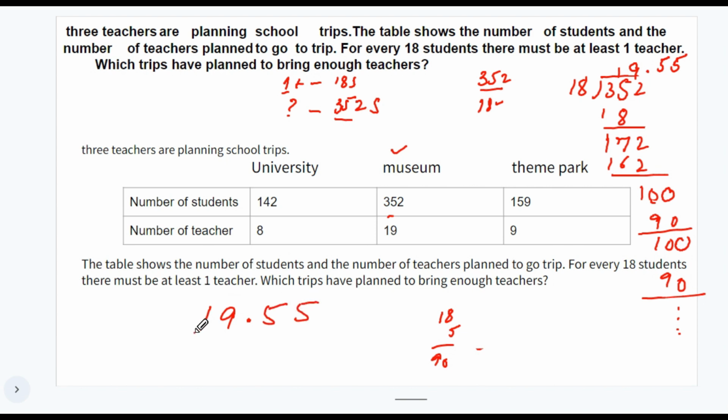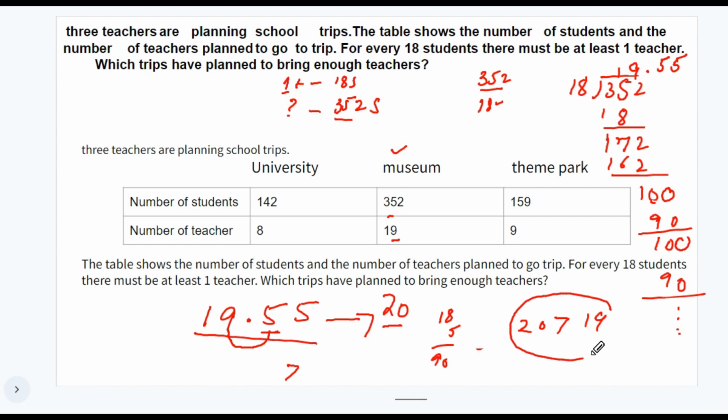This number, 19.55, can be rounded to 20. Why? Because this 5 is greater than 4, and when you round 19 it will become 20. 20 is greater than 19. It means we need one more teacher. So that's why this museum trip doesn't have enough teachers. So we are leaving this one.